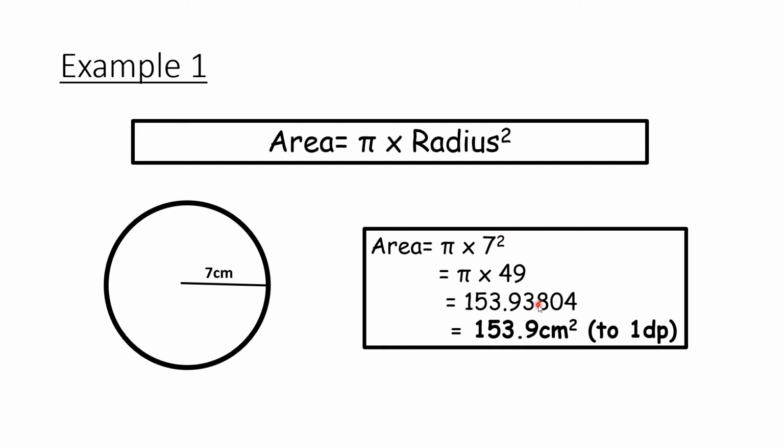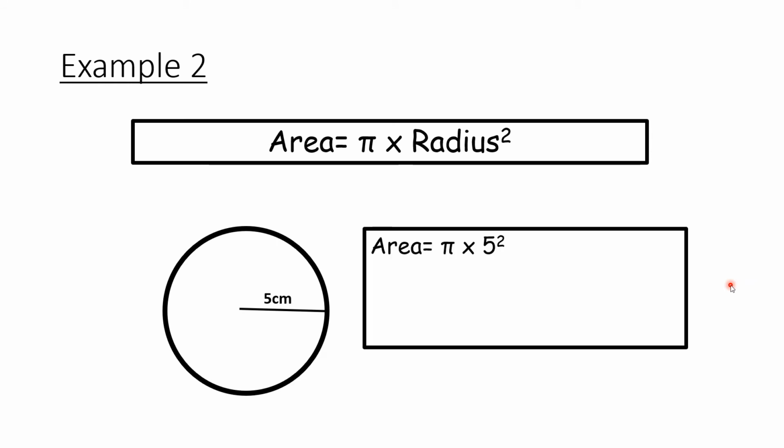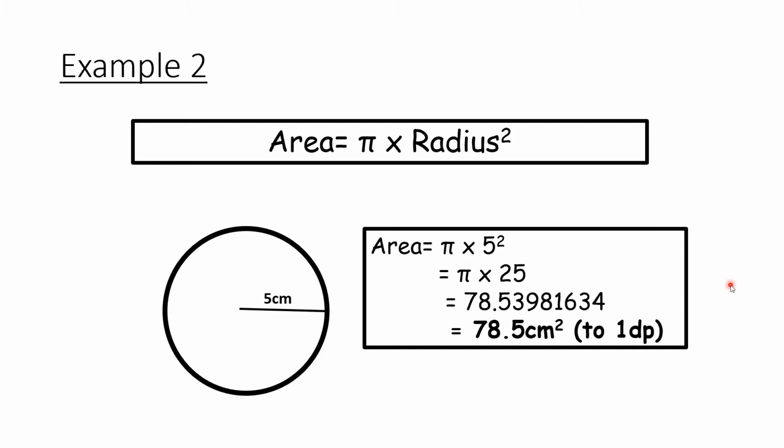Remember, area, we have to put units squared when we're trying to find our area. Please don't forget to take a note of that and to remember doing that when we do our tasks. Another example, we've got a circle with a radius of 5 centimeters. So it'd be in our formula, pi times 5 squared, which is pi times 25, giving us an answer of 78.539 and so on, which simplified to one decimal place is 78.5 centimeters squared.